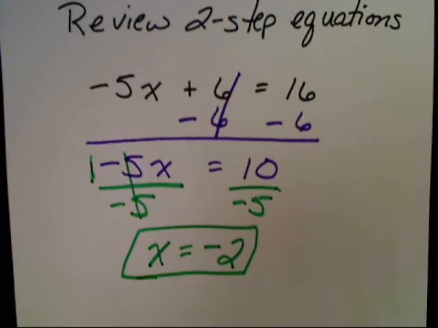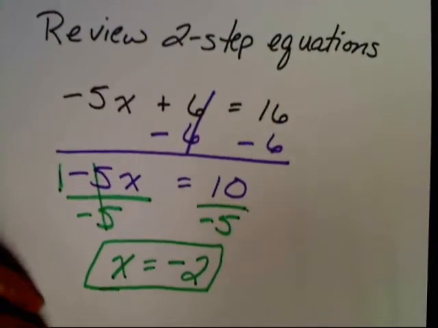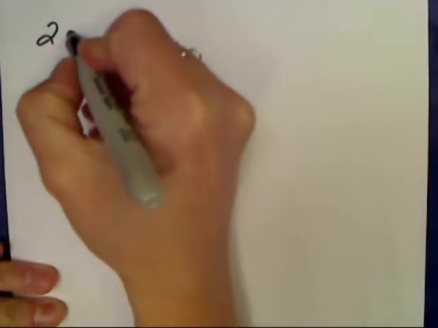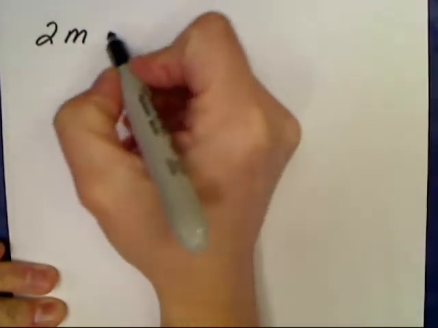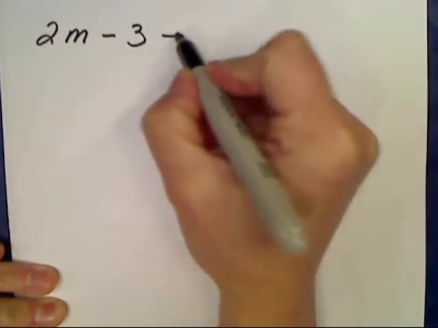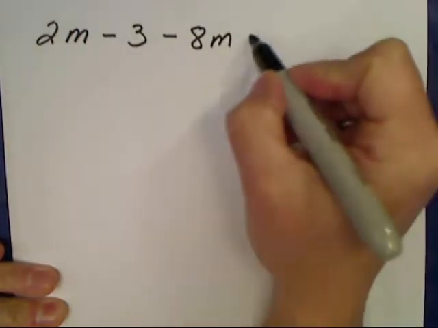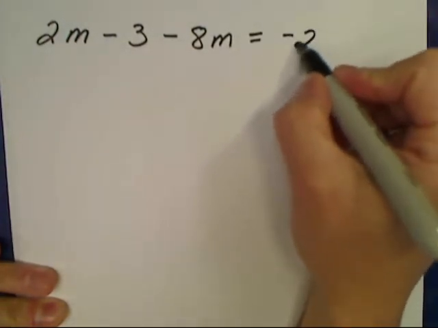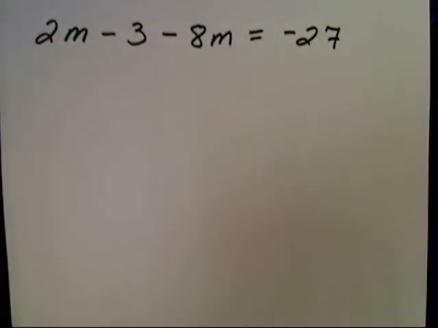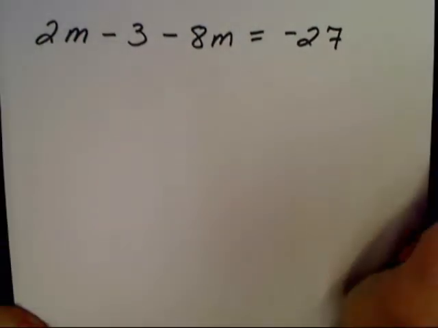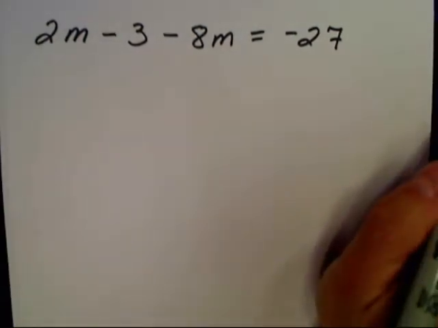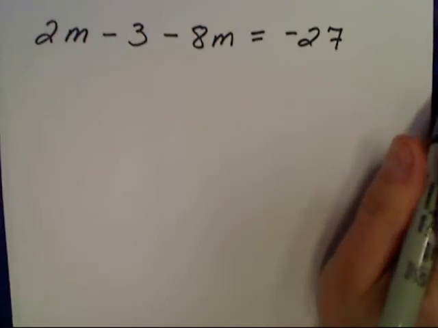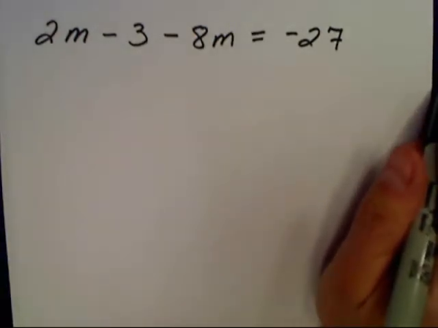Now, let's change things up a little bit. Let's add another step in here. What if we had 2m minus 3 minus 8m is equal to -27. Now we need to identify what's different on this problem than our other problems so that we know what we might have to do to simplify it.